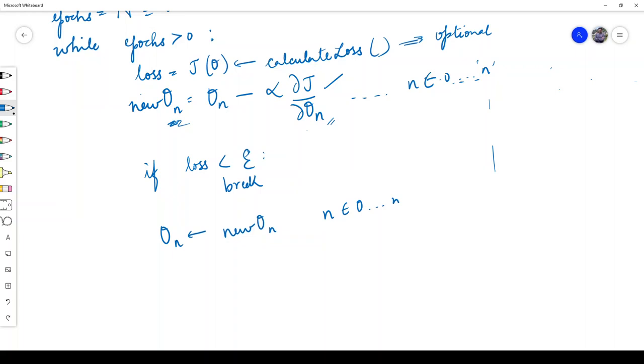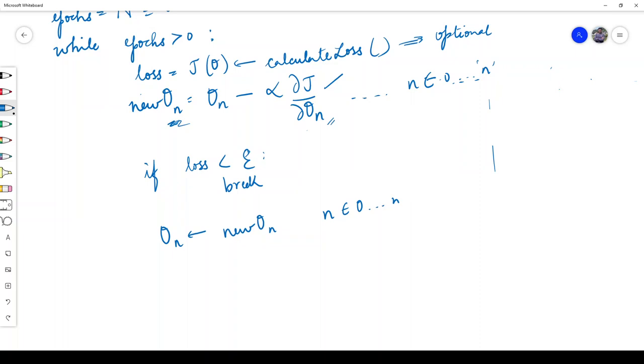That's pretty much gradient descent. You find the loss, which is just a measure of how your model is doing. Then you find the new values of theta, and then you reassign all the values to the new theta. The way you implement this in code is you probably create an array which stores all the theta values, and you create another temporary array.